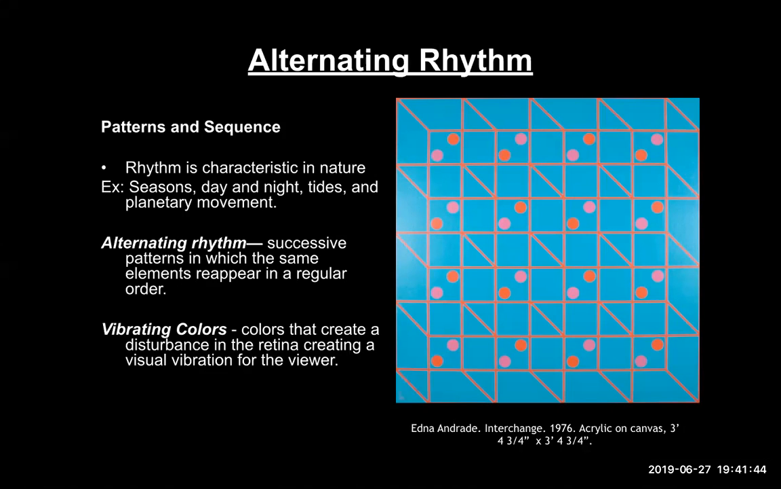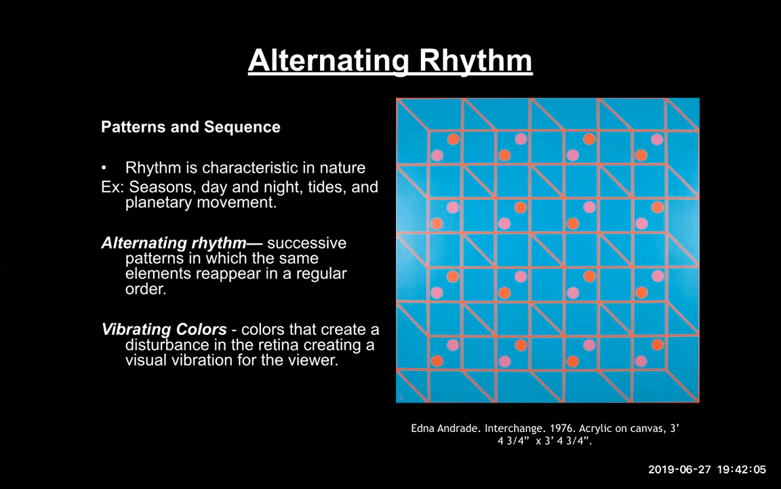Rhythm is all over nature. So we have day and night, we have tides that come and go, we have planetary movement, we have seasons. And this is reflected in what we call in art alternating rhythm.